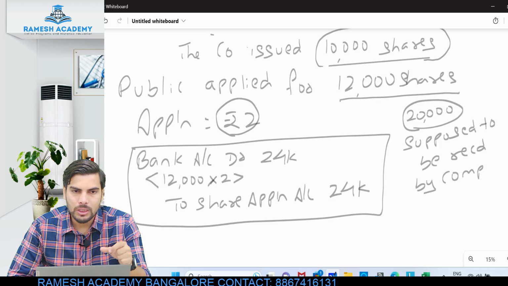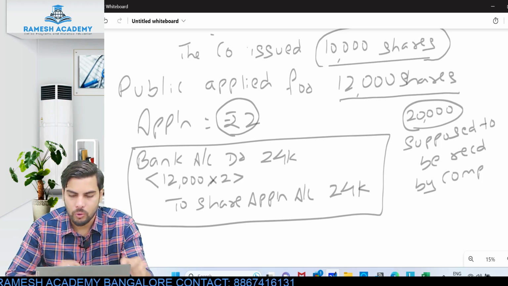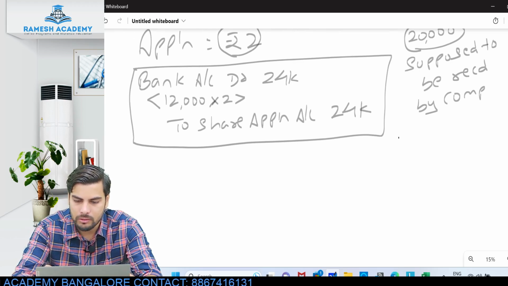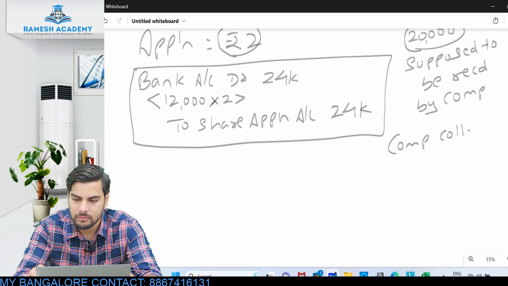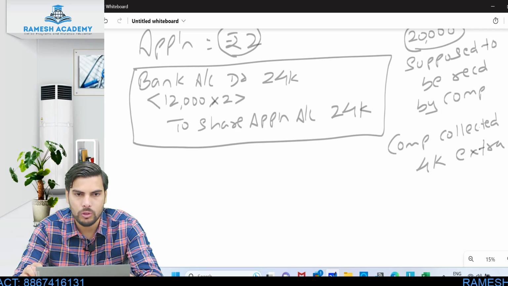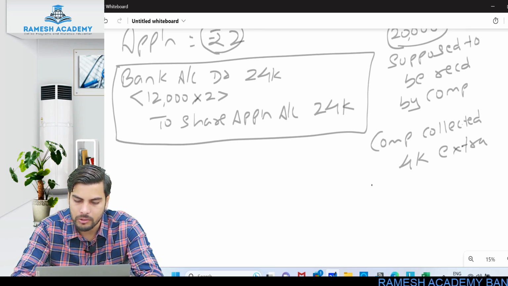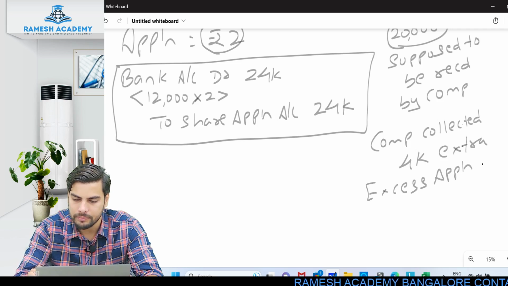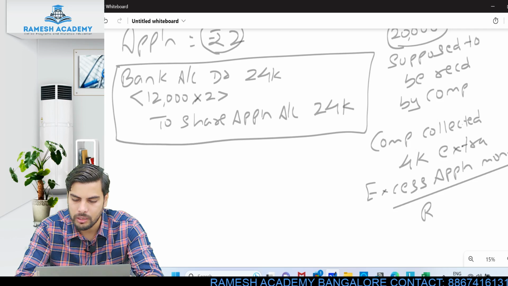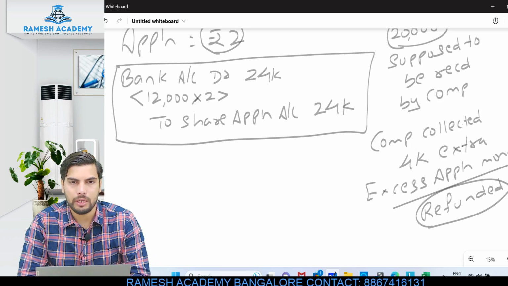Now what about this 4,000 rupees of excess application money? So the company collected 4,000 extra, or you can call it an excess amount. Okay, so 4,000 rupees extra. This is called excess application money. Now what is the company supposed to do with this excess application money? This has to be refunded.